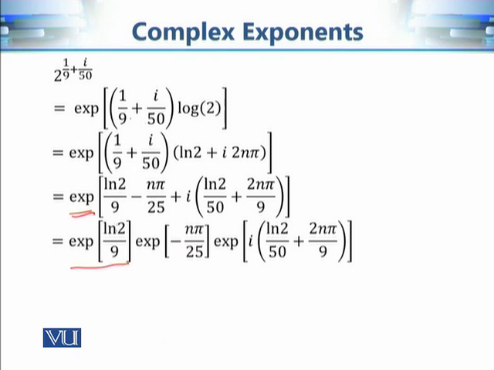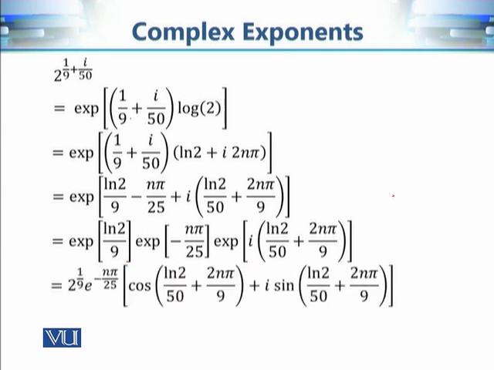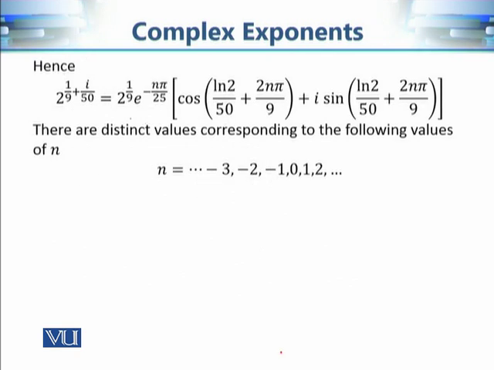So exponential of log of 2 over 9, exponential of minus n pi over 25, and exponential of this complex number. And once again, this log and this exponential will cancel out each other, and what do we get at the end? So at the end we get 2 raised to power 1 over 9 times e raised to power minus n pi over 25, and once again using Euler's formula, we get the following expression. Okay, so what do we get?